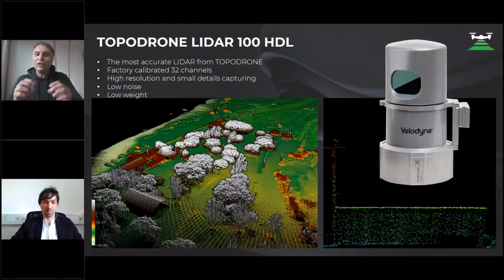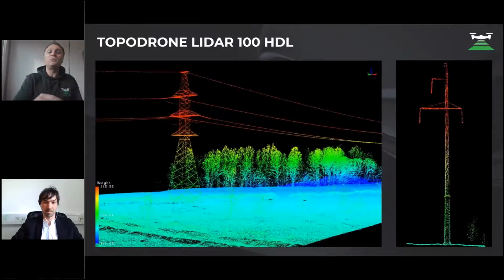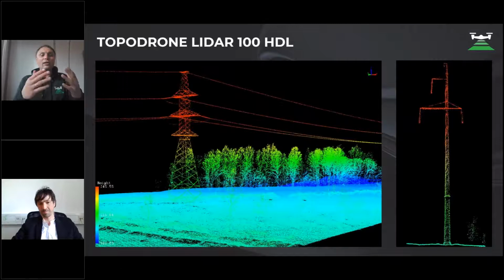And this point cloud has a lot of advantages, such as very low level of noise, and you can easily capture small details of three-dimensional point cloud. And this power line was captured with HDL sensor, and you can see how clear we reconstruct three-dimensional model of the power pole, as power tower, and the power lines. And we don't use any filtering of point cloud. It's a real point cloud from this LiDAR. It's amazing, really amazing point cloud.